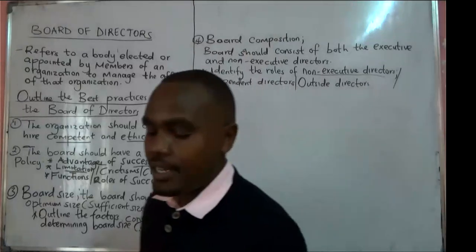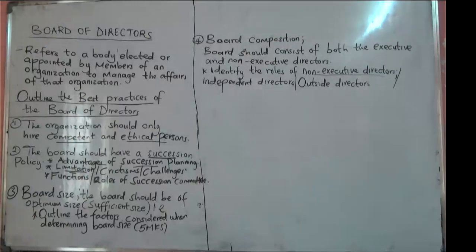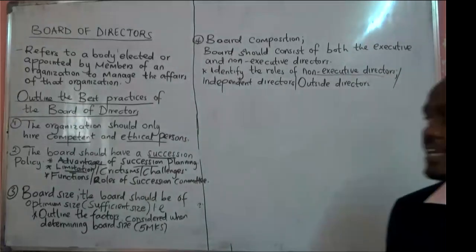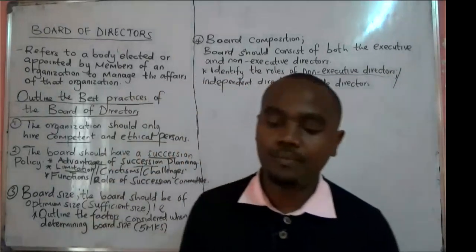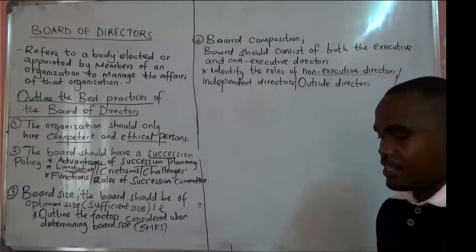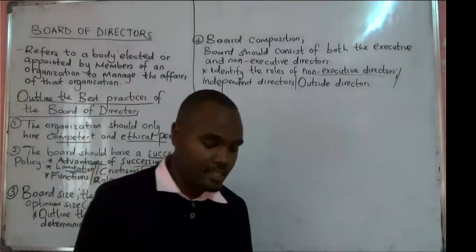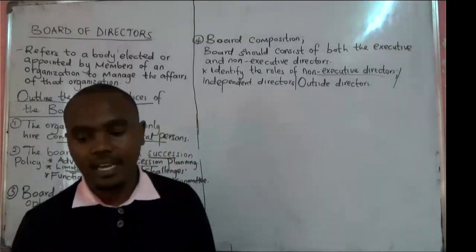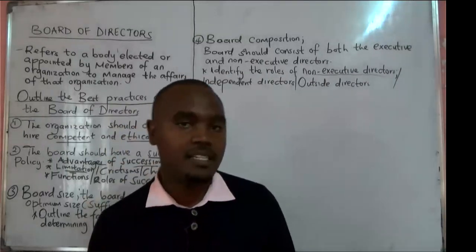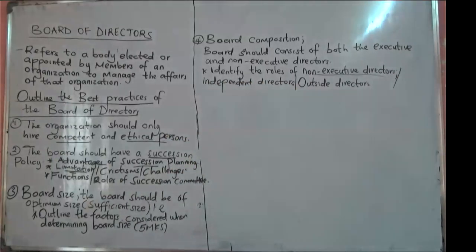So what are some of the roles? One, they provide a clearer and wider view of the affairs affecting the organization. The other one, they monitor the performance of the executive directors in relation to the performance of the organization, or the organization's objectives.